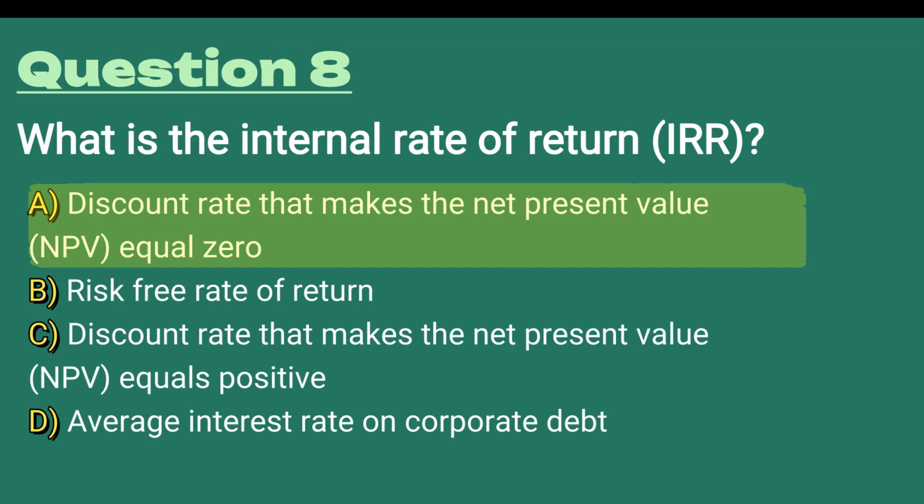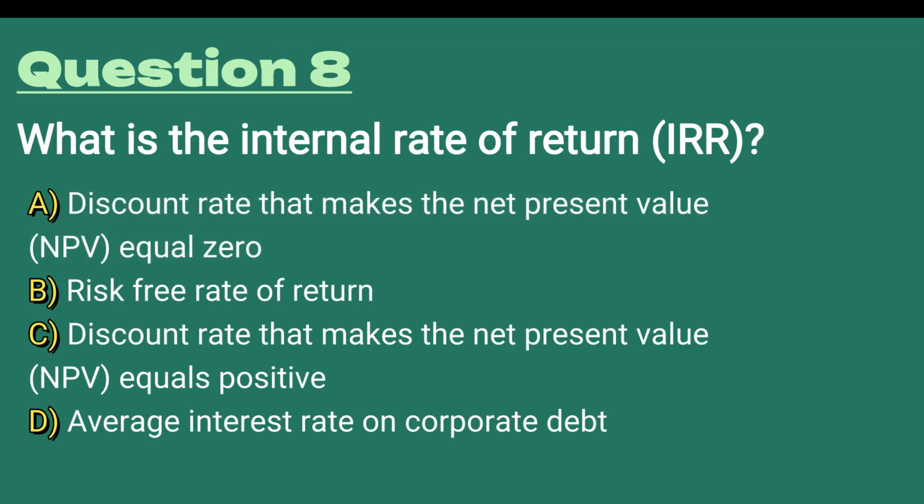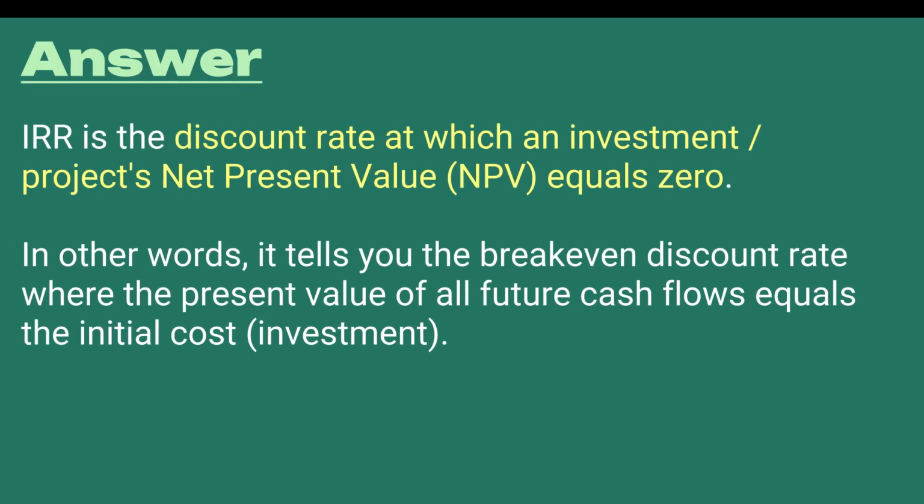The answer is A, the discount rate that makes net present value equal 0. In plain English, this is the break-even discount rate where the present value of your future cash flows equals your initial cost.